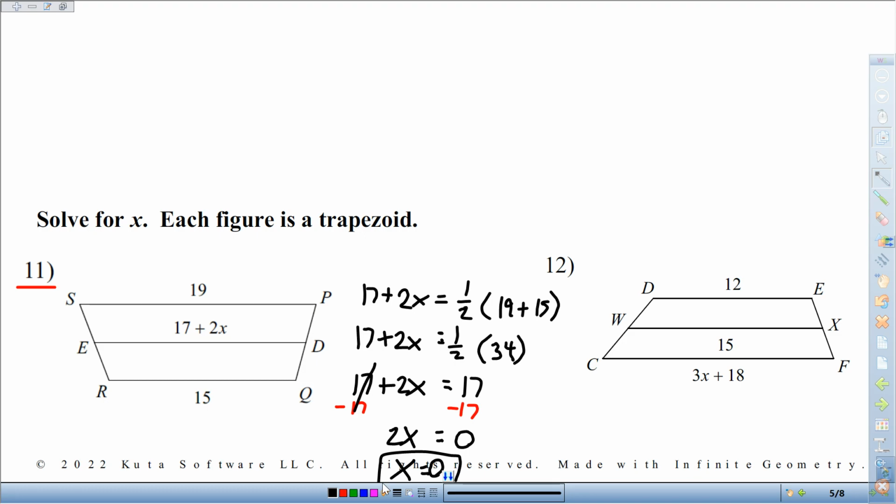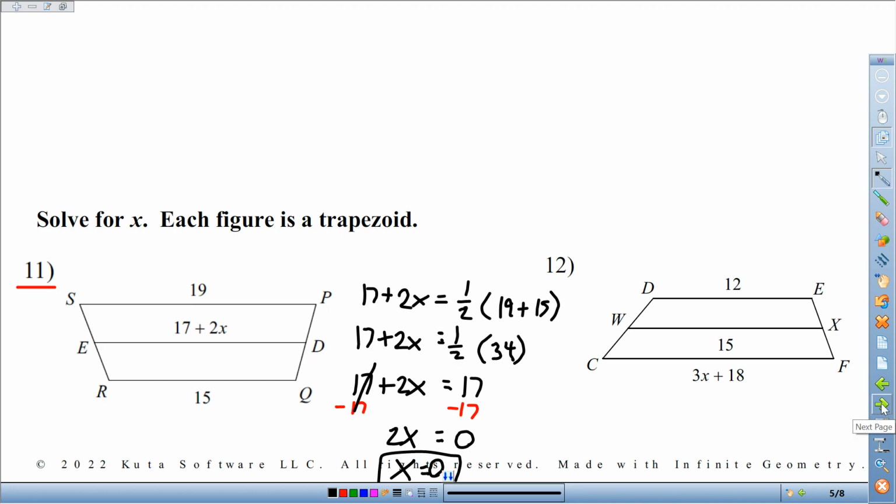Okay, just one thing I want to point out. When you guys go to do number 12, be careful with how you plug in your numbers. Make sure you're putting your mid segment in the first part of the formula. Okay, cool. So again, if you want to pause the video, try out some of these trapezoid problems, go for it.